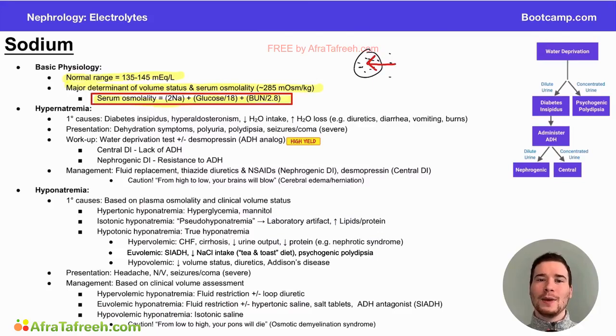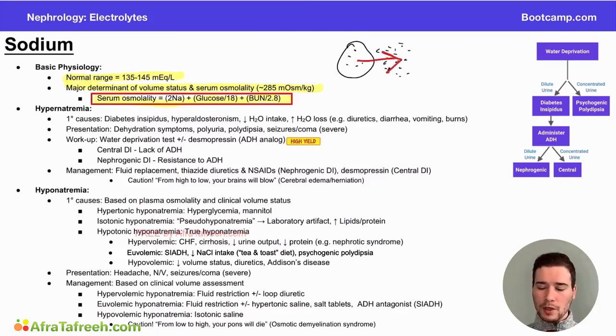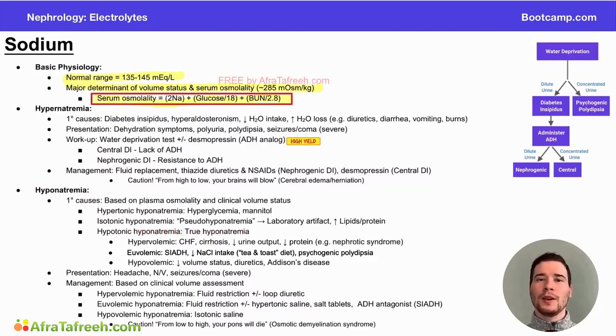And vice versa, what happens if we have high solute outside of the cell and lower solute inside of the cell? Well, now the water is going to go this way, and we're going to get shrinkage of these cells, which can also be problematic. So the key point here is to always think about the principle of osmosis when we're thinking about changes in our sodium status, because that is going to affect where fluid flows throughout the cells.